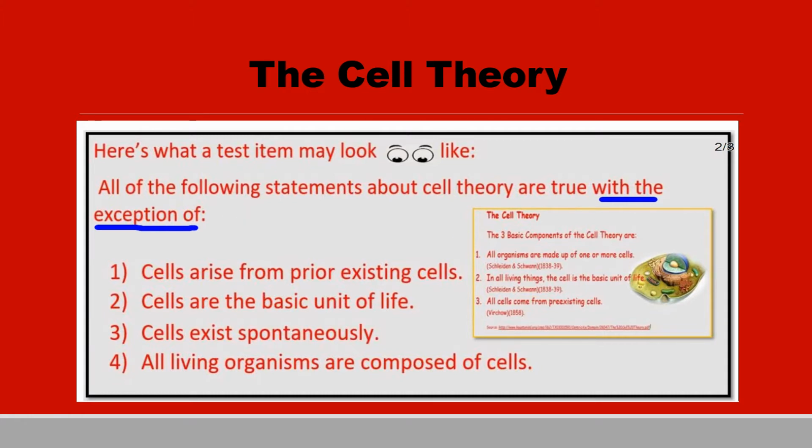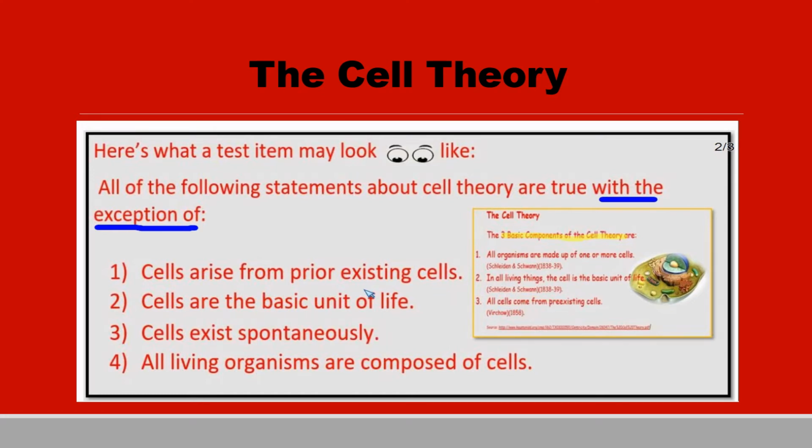So in order to answer this statement, you want to make sure that you are familiar with the cell theory. And there are 3 basic components of the cell theory. Number 1, it states that all organisms are made up of 1 or more cells. 2, in all living things, the cell is the basic unit of life. And 3, all cells come from pre-existing cells.